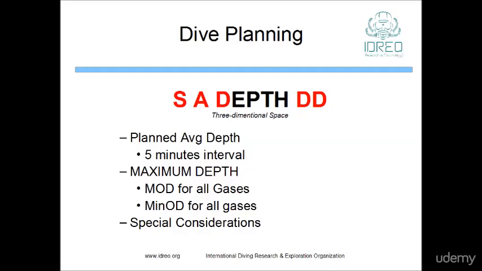However, it's important to know the maximum depth for the gas that you're breathing, the maximum operating depth for all the gases that you are carrying, and as well the minimum operating depth of these gases, not only in rebreather diving but also in open circuit. For example, you cannot be breathing shallower than 6 meters, 20 feet, where the PO2 is 0.16.